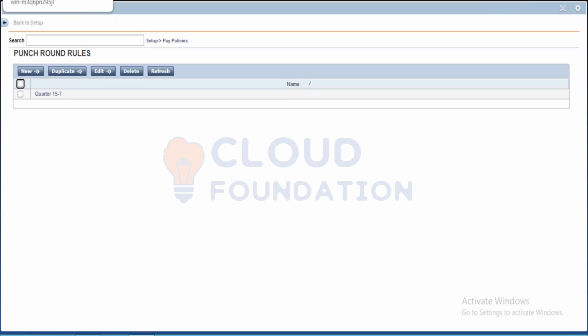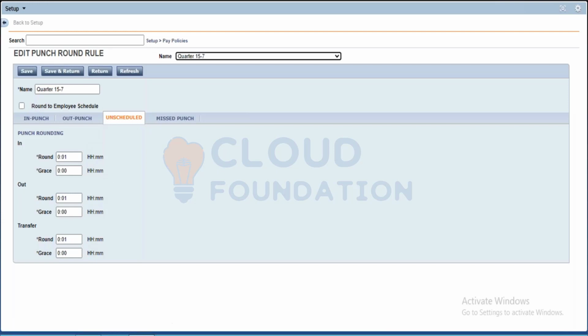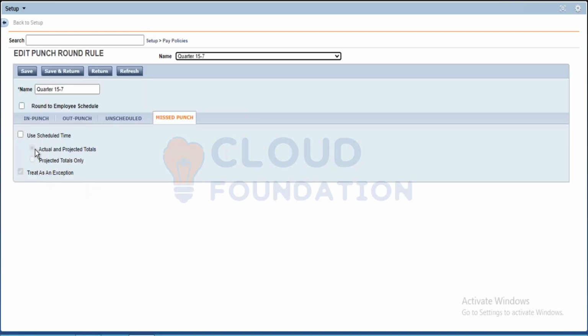Okay, there is this unscheduled tab, right? What this means is, if an employee is working a shift but it's unscheduled, how do you want to round it? Should it be next, previous, or quarter? And the same for missed punch, how do you want it to be treated?